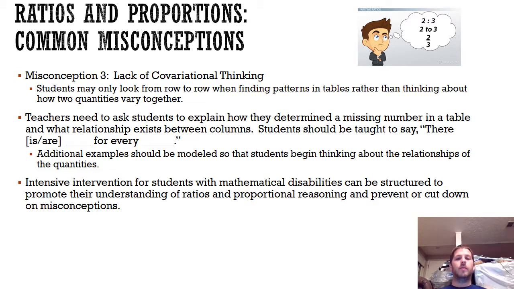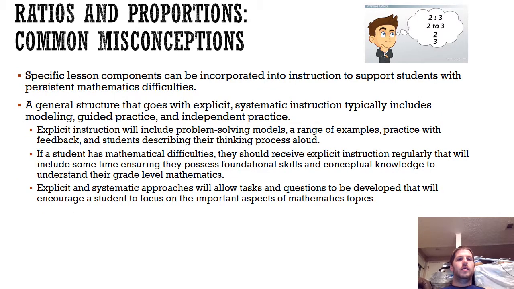Intensive intervention for students with mathematical disabilities can be structured to promote their understanding of ratios and proportional reasoning and prevent or cut down on misconceptions. Specific lesson components can be incorporated into instruction to support students with persistent mathematics difficulties. A general structure that goes with explicit systematic instruction typically includes modeling, guiding practice, and independent practice. Explicit instruction will include problem-solving models, a range of examples, practice with feedback, and students describing their thinking process aloud.